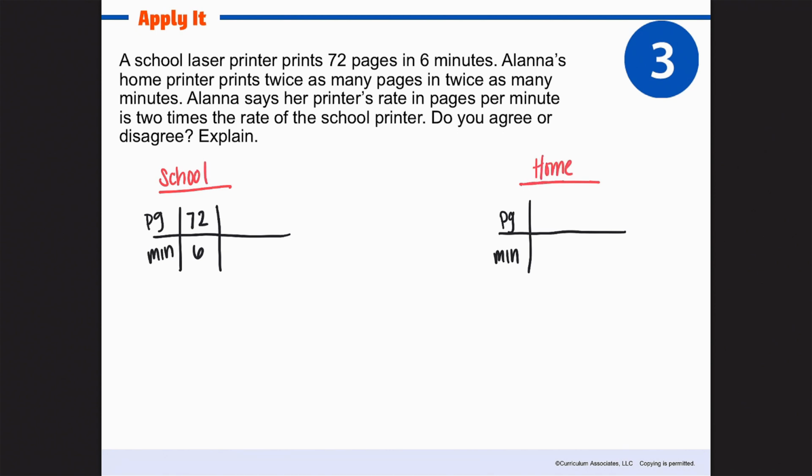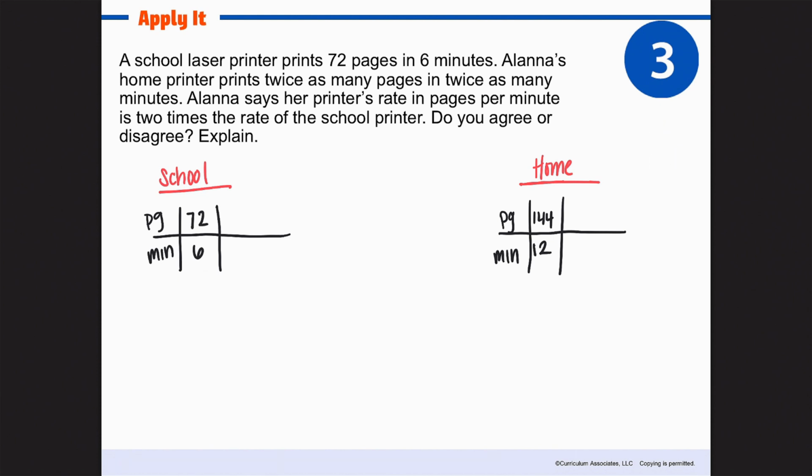Okay. So what we need to do here is figure out, she says her home printer prints twice as many pages, so 2 times this amount, and twice as many minutes, so 2 times this amount. So we have 12 here, and then 72 2 times is 144. Okay.